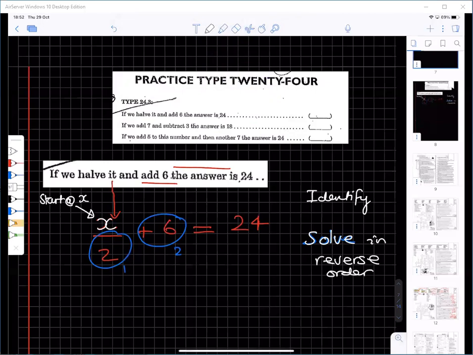We solve in reverse order. As I said before, this is a special shop. In our shop, the last customer gets served first. So the first customer is divide by 2. The second customer is plus 6. And in our special shop, we don't deal with the first customer first. We deal with the second. That's lovely. So the second customer is going to be very happy. First customer will be a little bit upset, but that's just tough. Okie dokie, lovely. So how do we now work out the value of x?